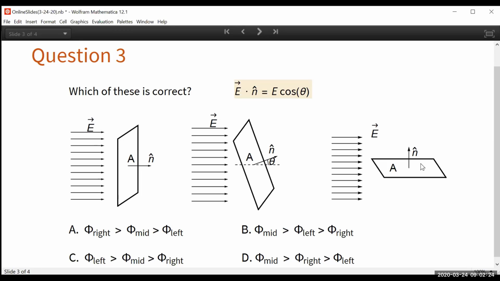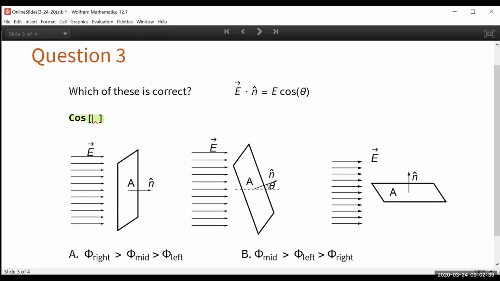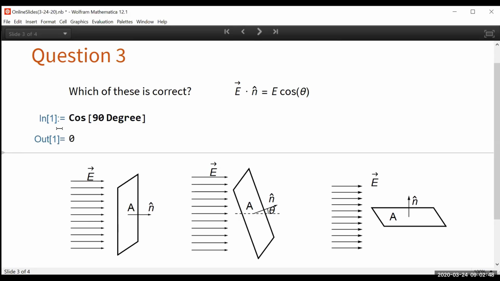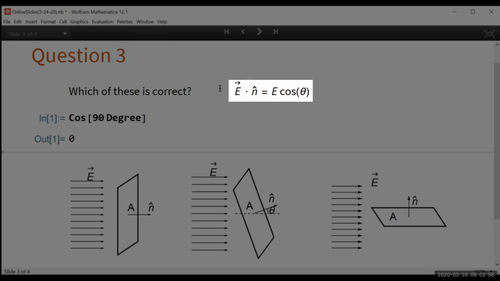And if I put in theta equals 90 degrees, meaning that the area normal is perpendicular to the electric field, what is cosine of theta for 90 degrees? This is the advantage of using a calculator, it can tell us what the answer is. Cosine of 90 degrees is actually 0. So if I plug in 0 over here, I get 0 for the flux. So it turns out that this is a good quantity to represent flux.